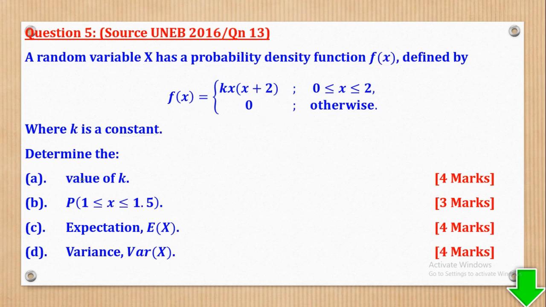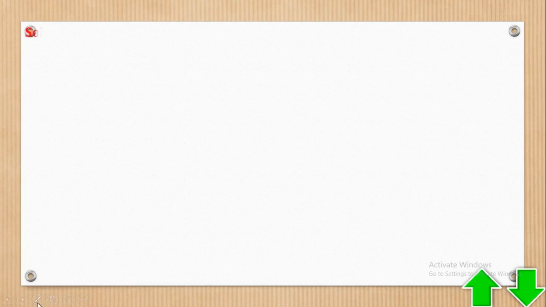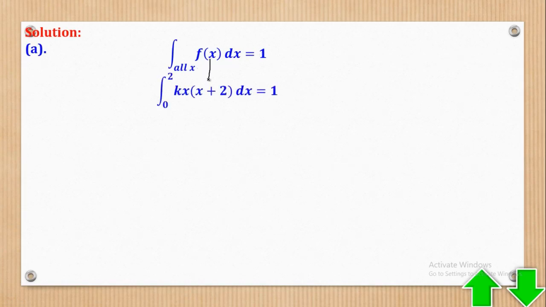So just start with part A, where they want the value of the constant. Like I said, each time they ask for the constant, what you need to remember is that total probability is equal to 1. So the function is this, and the limits used will be from 0 to 2. So let's go and substitute that. Total probability is always equal to 1. So when I substitute for f(x) and integrate from 0 to 2 because that's what was given in the question, always remember to put equal to 1.